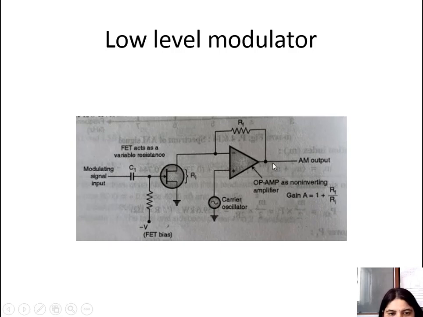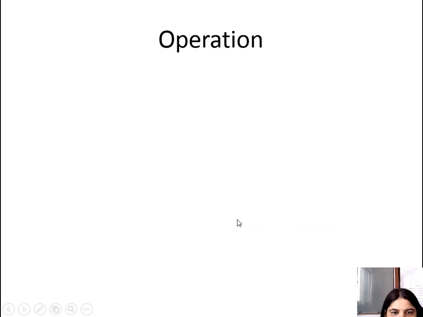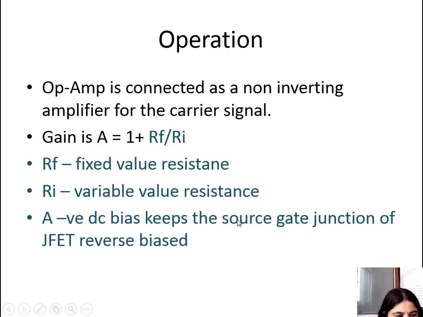So this way we can say that the carrier amplitude is either increasing or decreasing, depending upon the modulating signal input. So here the operation is again described. The op-amp is connected as a non-inverting amplifier. Gain is 1 plus Rf upon Ri. So as Ri increases or decreases, according to that the gain can be changed.